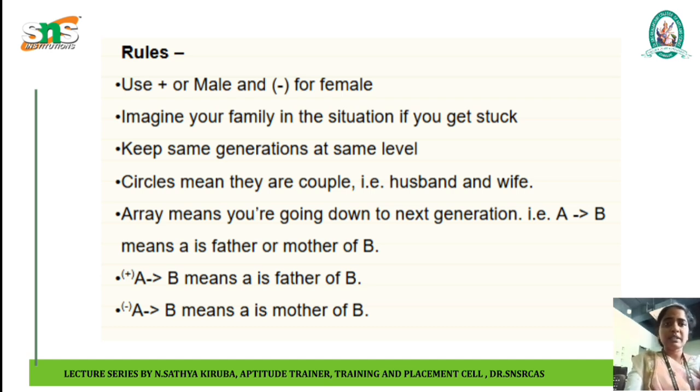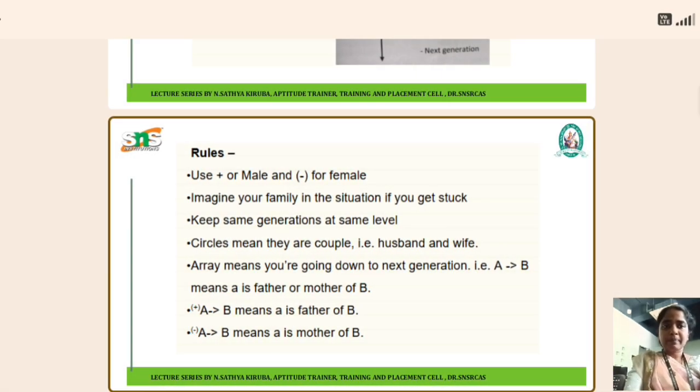Circles mean they are a couple. Whenever you talk about husband and wife, you use the arrow marks or circles together. An arrow means when you're going down to the next generation, use the arrow mark. Father and mother will be on the same line, and the daughter will be on the next line down the arrow. Suppose you can use it like this: A plus B means A is the father of B. Just like that you can remember.